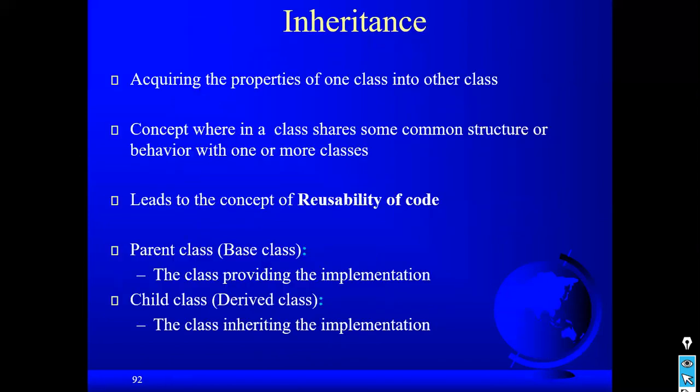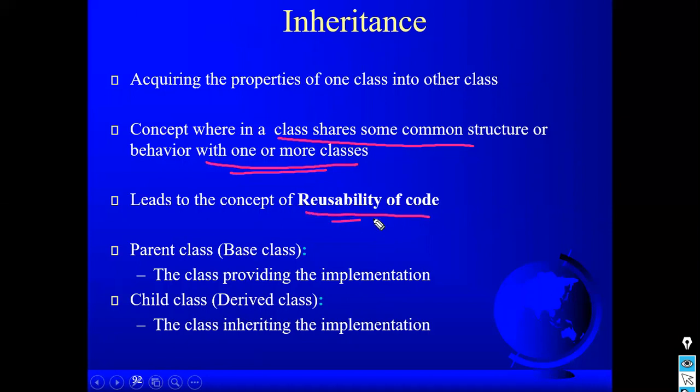Inheritance. Acquiring the properties of one class into another class is called inheritance. When we want to share the properties or the functionalities of one class into another class, then we use the concept of inheritance. That means inheritance also achieves reusability, where the classes share the common structure or behavior with one more class. The major advantage of inheritance is code reusability.